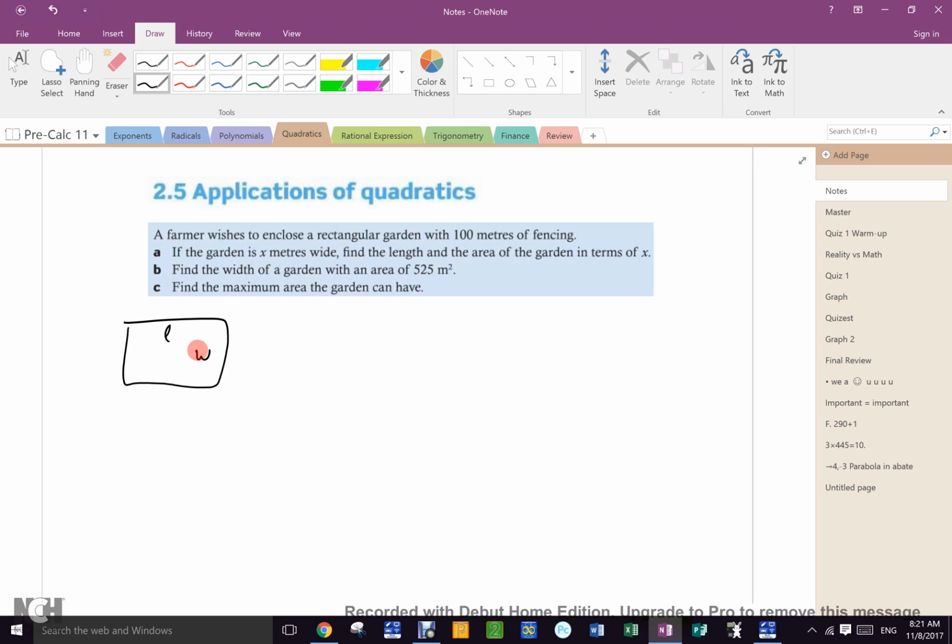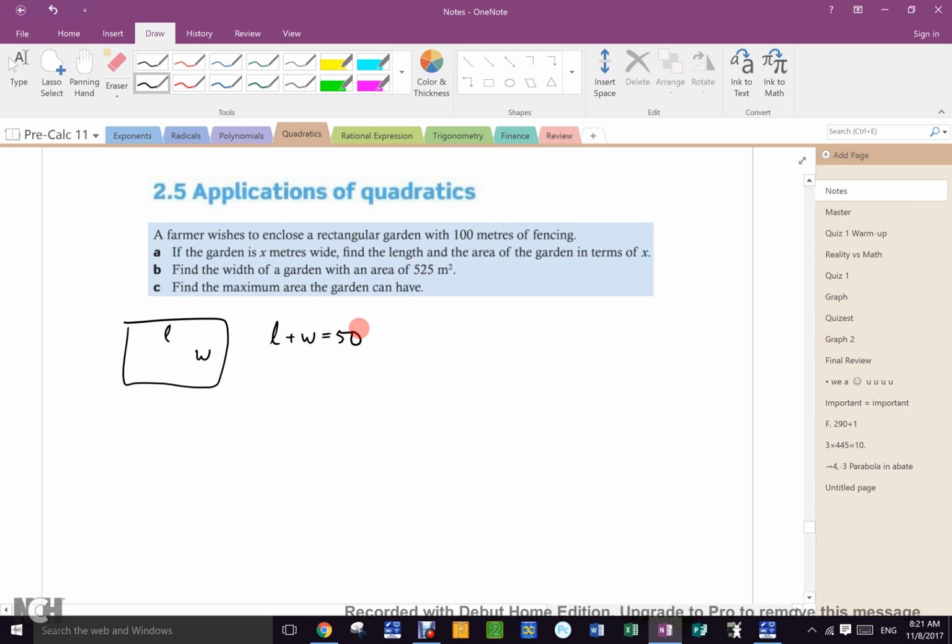It has to equal? Not quite. Because there's two lengths and two widths that would have to equal 100. So what does one length and one width have to equal? 50. So we know L plus W equals 50, right? Everyone agrees?